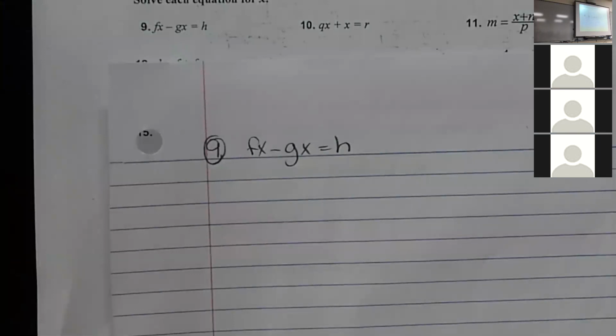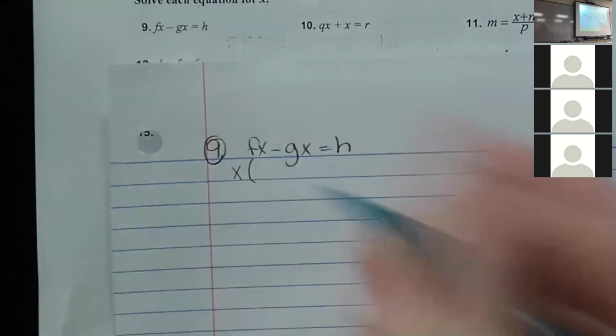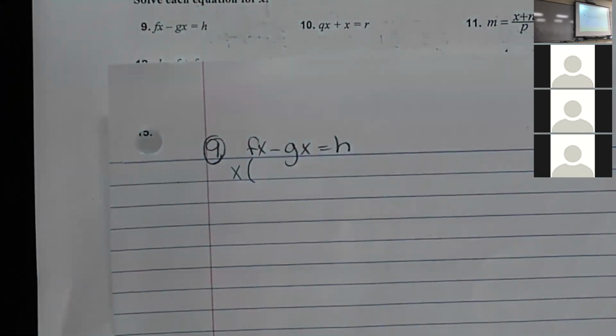Okay, I want to get x by itself, right? But there's 2 of them. And I can't put them together, can I? No, they're not the same thing. So how would I get an x out of both of them? What I told the other class is think about undistributing. We're going to take that x out. So I'm going to divide an x out of both terms, and put x in parentheses.